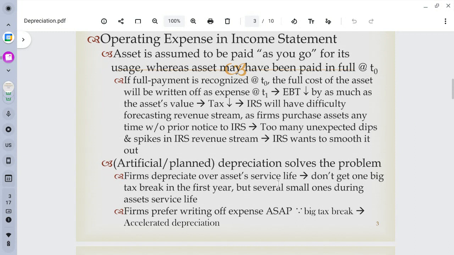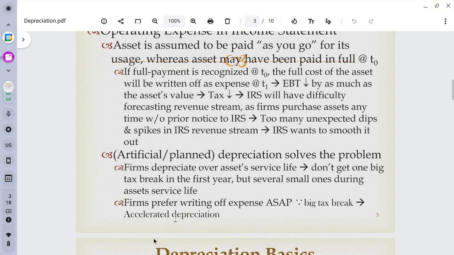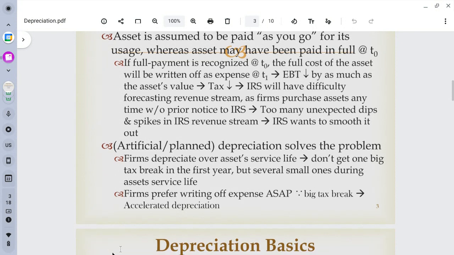Firms depreciate over the asset's service life, so they don't get one big tax break in the first year, but several small ones over the next several years, over the service life of the asset. However, firms prefer writing off expenses ASAP. If possible, they want to write off that expense in the first year. Why? Because then that will give them a big tax break.